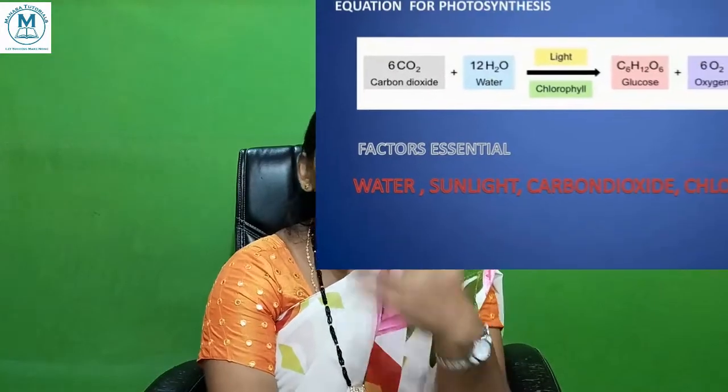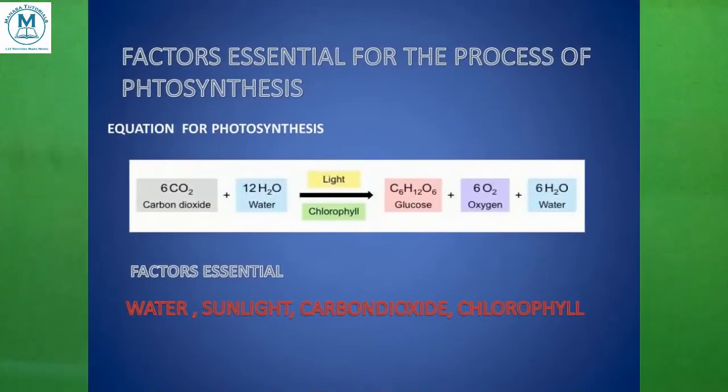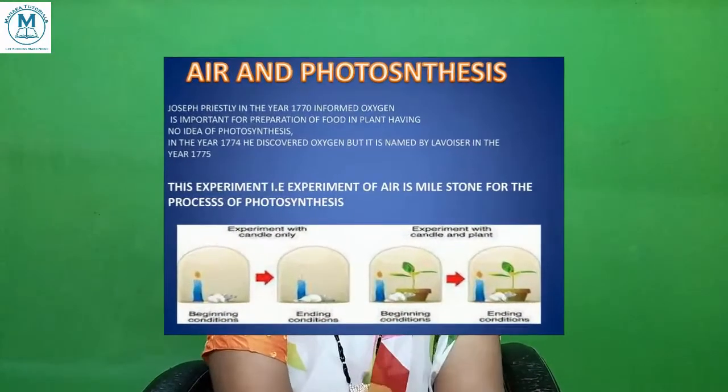So the next factor is air. In the equation we have seen, what are the reactants we have used here? Carbon dioxide and water, isn't it? First we discussed water, with the help of Van Helmont's experiment. Now we are going to see how air has an effect on photosynthesis, that means how carbon dioxide has an effect on photosynthesis.